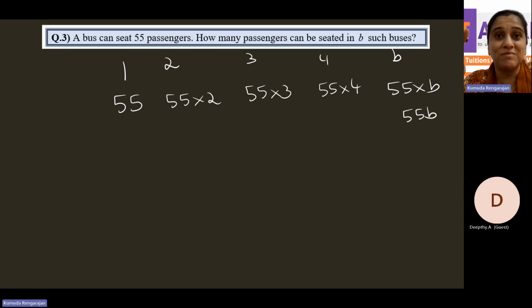If you don't know how many buses, one bus carries 55 students, so for B buses, there'll be 55 into B students. Only when you don't know the number of buses should you take B. If you know there are 10 buses, then why a variable? A variable is used only when you don't know the value.